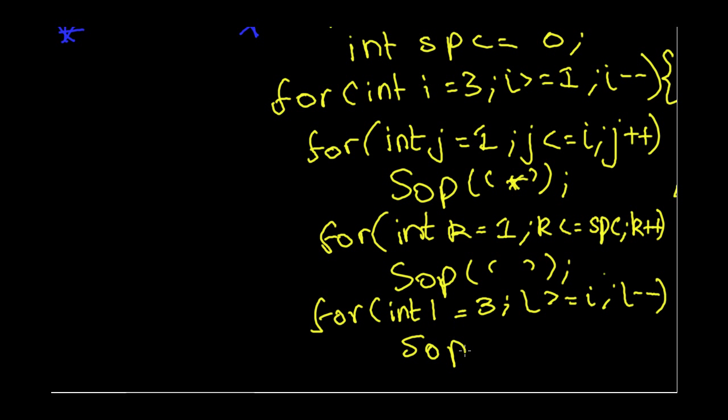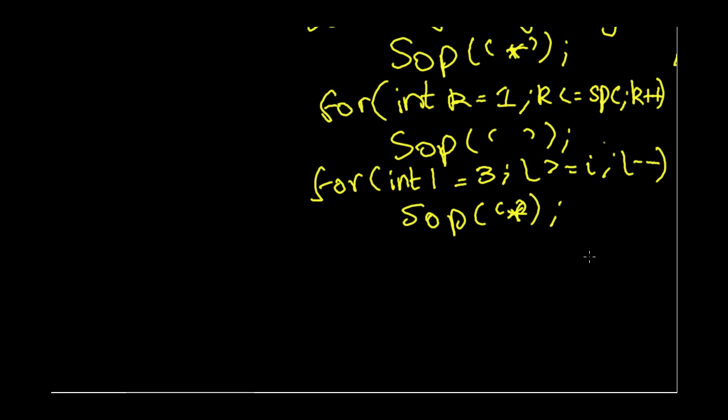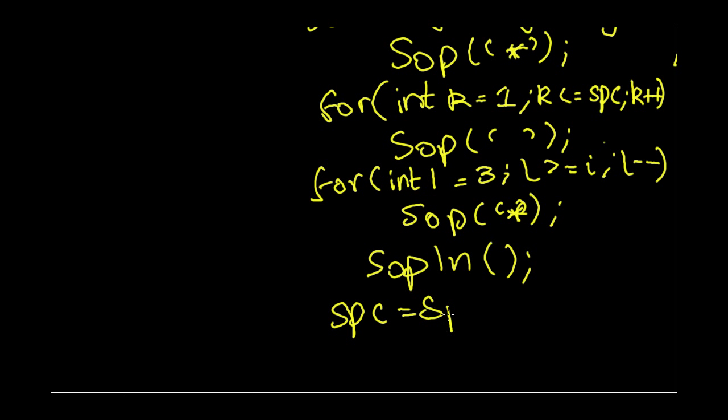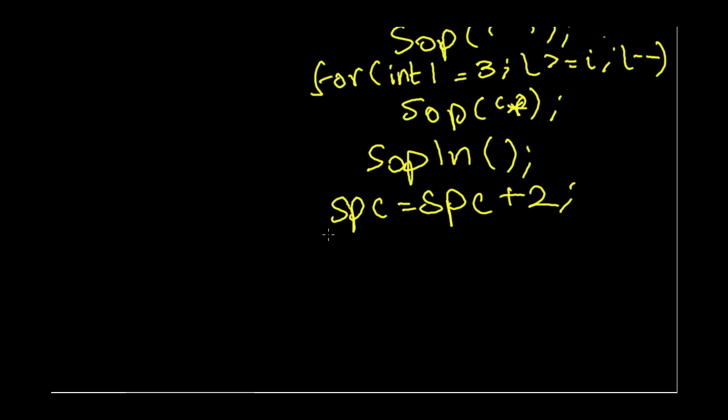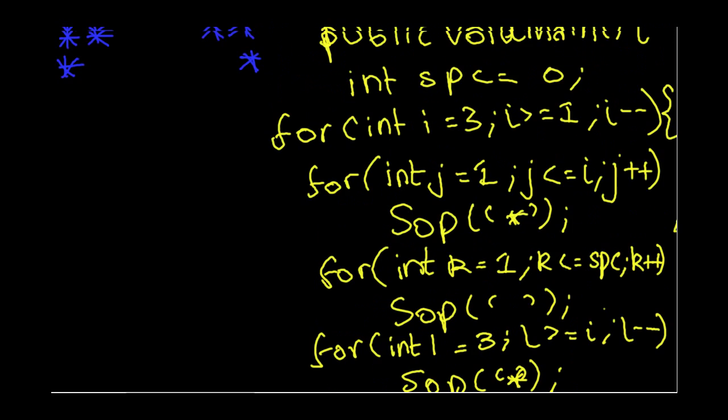And here you print another star. Now the only change you make here is you give your SOPLN blank and SPC equals SPC plus 2. That's your factor by which the space is increasing. So you close your loop, close your class, close your function, and that's your program done.